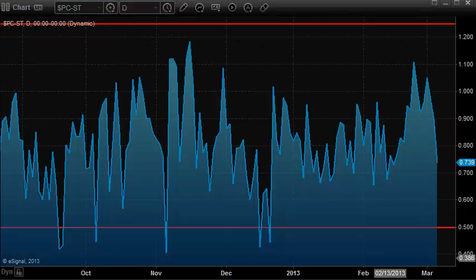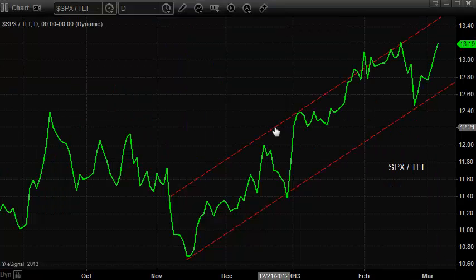Here's the total put-call ratio, still well above that climactic area of 0.5, where things just get too bullish. We're definitely moving in that direction, but we're nowhere near it. Essentially, we're really just kind of neutral right now, but we'll monitor this to see if we do get that climactic reading. Here's a look at the SPX TLT cross.